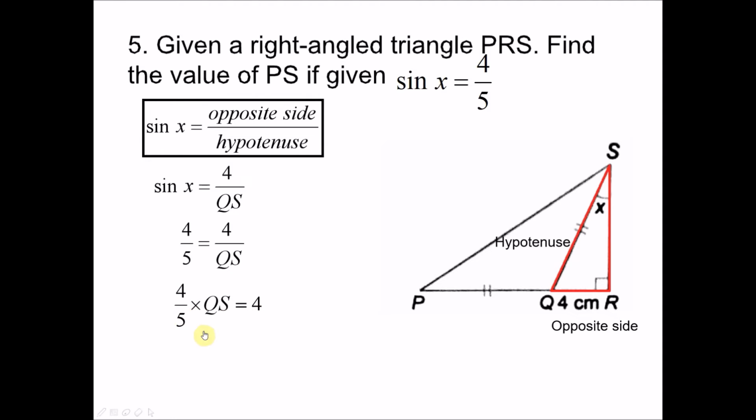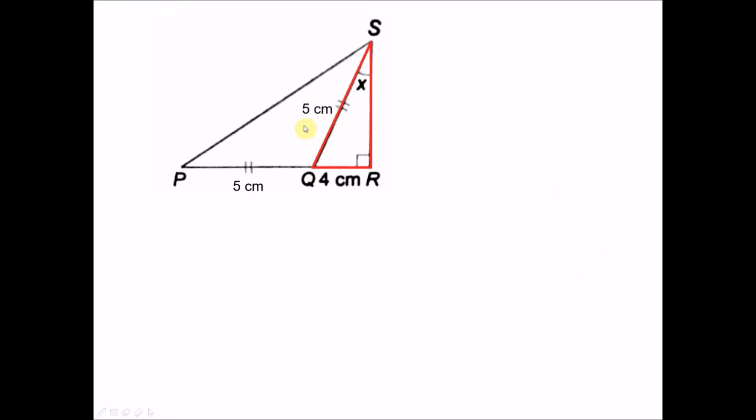And then we move 4 over 5 here, it becomes divide by 4 over 5. In order to calculate this, we need to change the division to multiplication. So it becomes multiply by 5 over 4. Calculate this, you get QS equals 5. Hence, now we know that QS here equals 5. Since this side and this side have the same length, we know that this is also 5. So now, what is the next step?